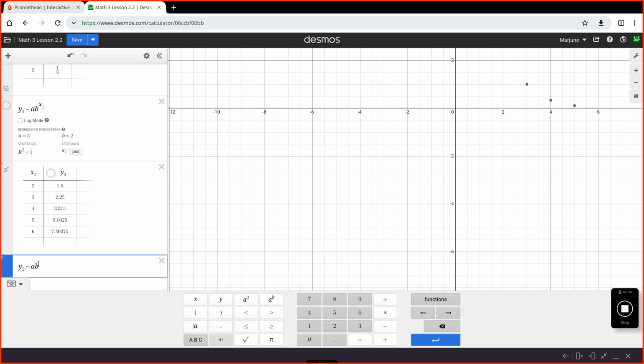How do we know it's sub 2? Because the table is saying x sub 2 and y sub 2. Your table is just telling you that this is your second table. And so the equation should look at the second table. That's the purpose of the subscript. Okay?